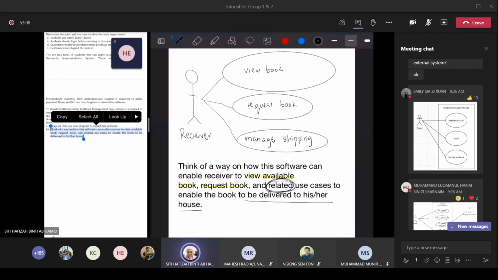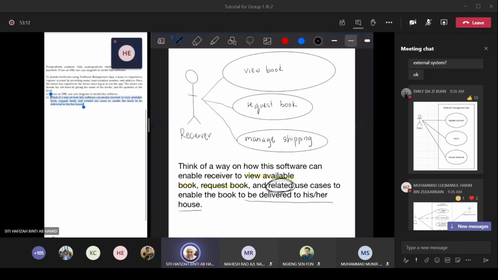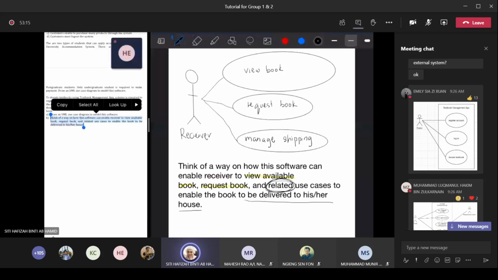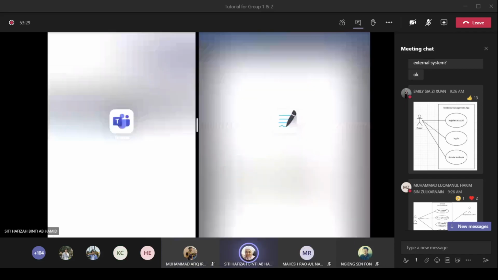Okay. So I think that's all for the use case diagram. Hopefully you can get some idea how to draw the use case diagram. So next will be the first part, the software process part. Okay.